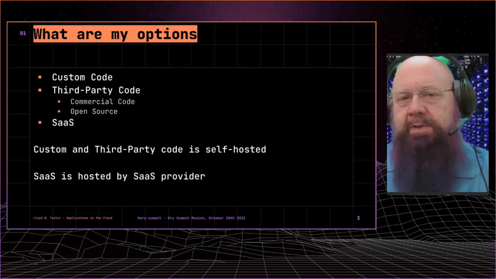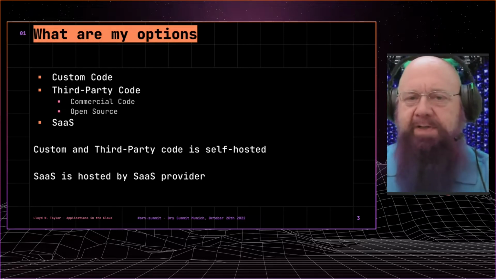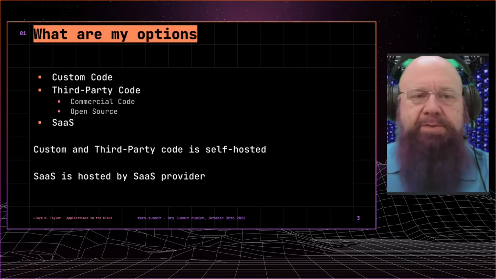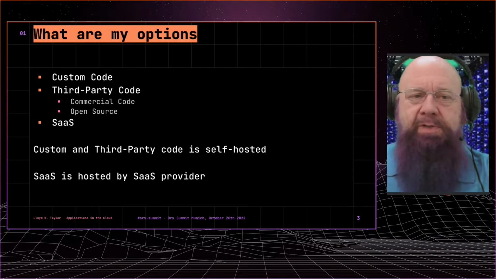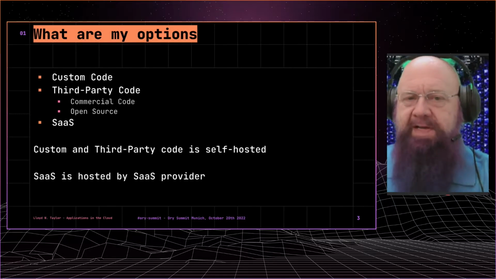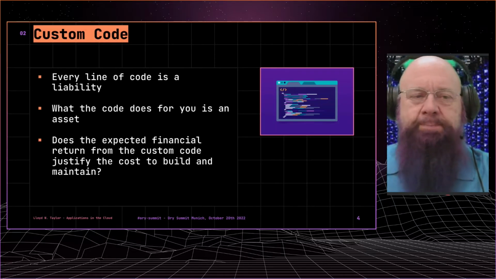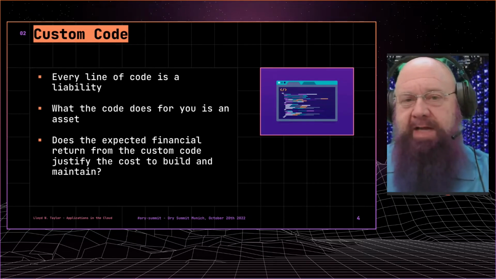So how can we build applications in the cloud? Well, obviously custom code. Everybody likes writing custom code. It feels good. It's great to have full control over what you build, but you can't build everything. And so the second choice is third-party code, things like commercial code or open source. And then the final option is software as a service. By my definition, custom and third-party code is something you host yourself, where SaaS is always hosted by a SaaS provider. Next slide, please.